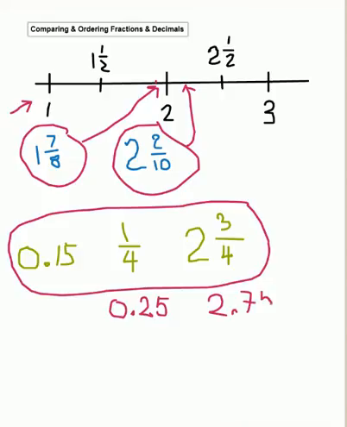Now, using just simple place value, I can see that 2.75 is going to be bigger than 0.25, and 0.25 is also larger than 0.15. So that's how you can compare and order fractions. There are other ways of doing it as well, and I'll probably cover them in some future lessons also.